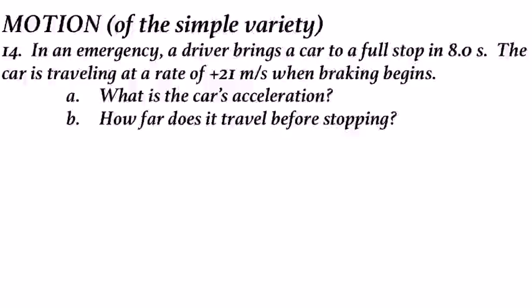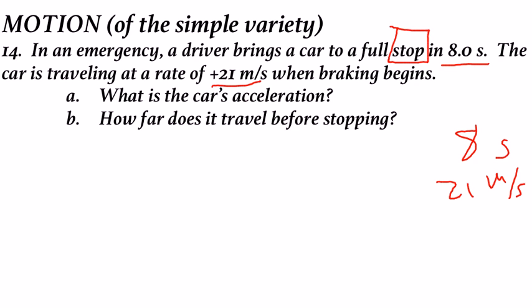All right, so I have 8 seconds. I'm going to list my givens in a column. I have 21 meters per second. I'm going to list that too. Okay. What else do we have? I see the word stop. Stop is really a number. The word stop is the number 0 meters per second.